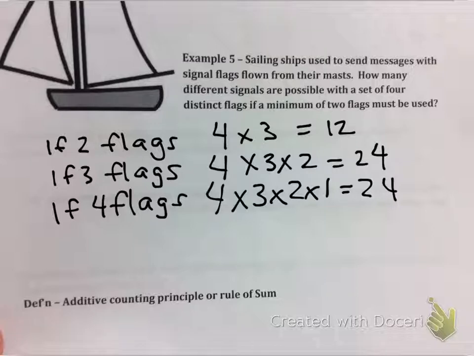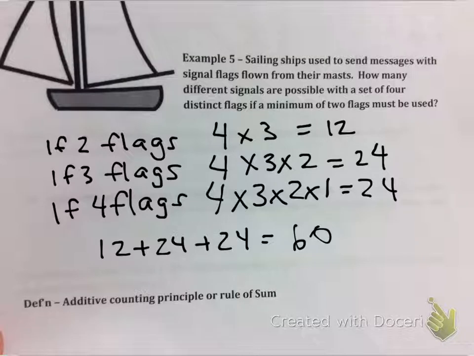So because they can't happen at the same time, now I have to add those together. So that would be 12 plus 24 plus 24, which would be, anybody can do that in their head? Good, 60. So there's 60 ways that you can make signals.